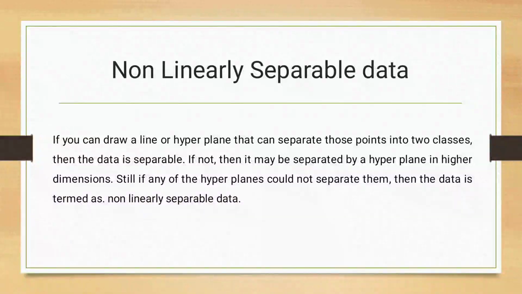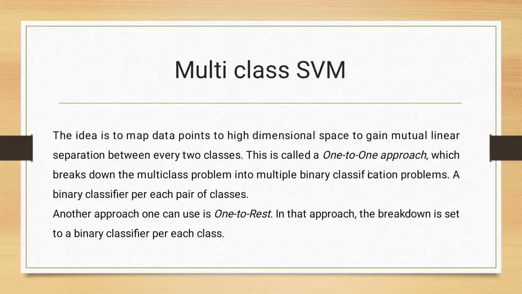Non-linearly separable data: if you can draw a line or hyperplane that can separate those points into two classes, then the dataset is separable. If not, then it may be separated by a hyperplane in a higher dimension. Still, if none of the hyperplanes can separate it, then the data is termed as non-linearly separable data.